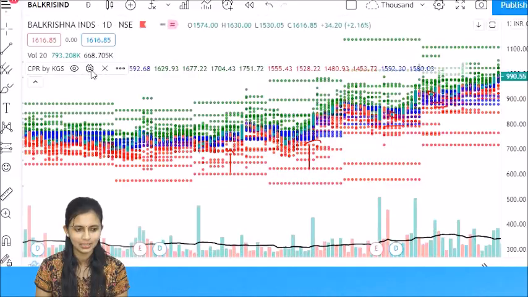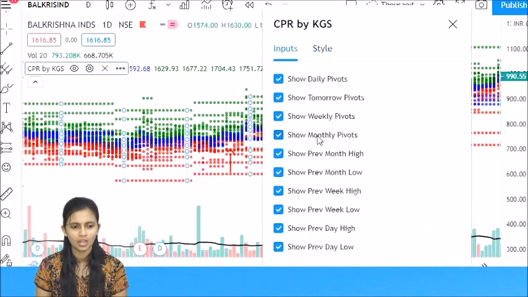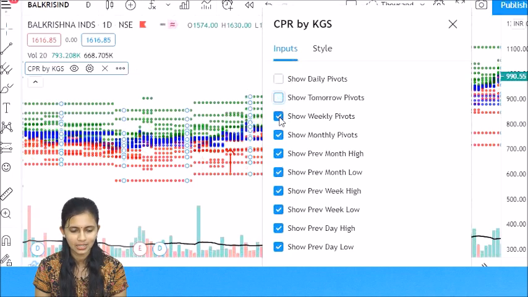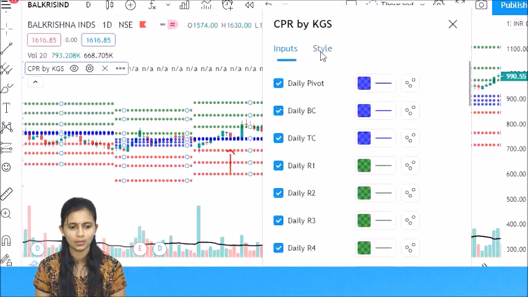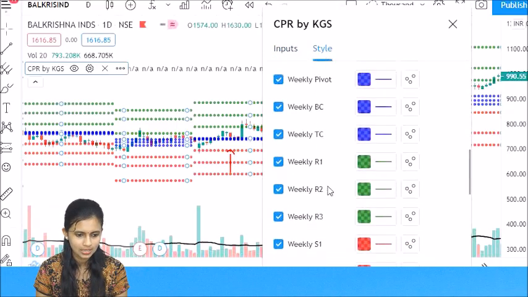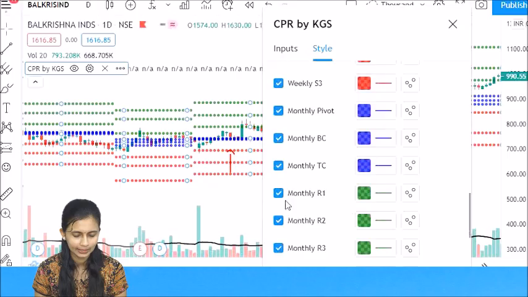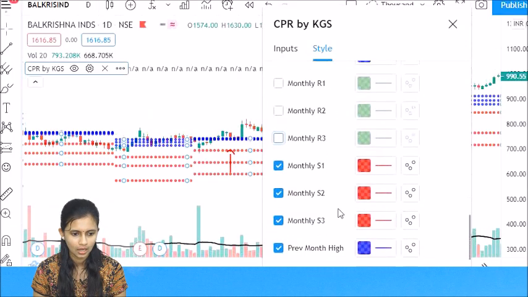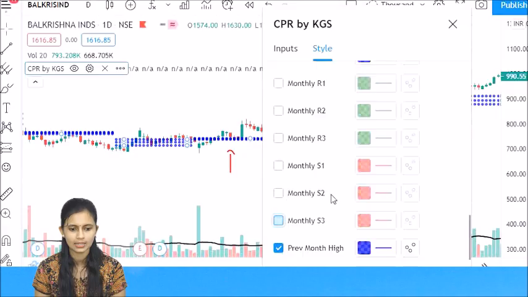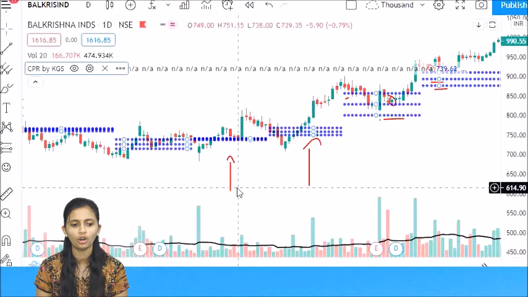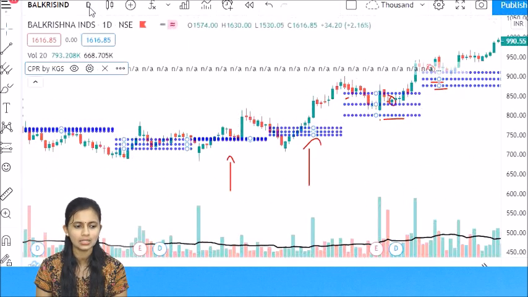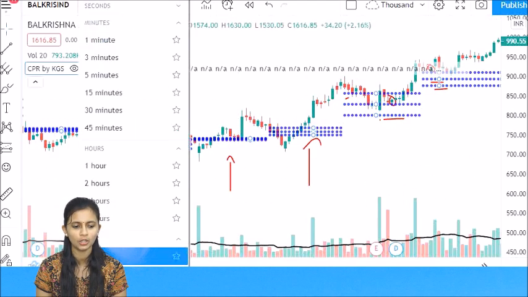You have to go to settings here, and in inputs you have to uncheck all of this. By default everything will be checked over here. You have to uncheck all of this and keep only show monthly pivots checked. Then go to styles over here, and uncheck monthly R1, monthly R2, monthly R3, monthly S1, monthly S2, monthly S3, and then click OK. So only these things we need in order to analyze. And for all this analysis we are using the day chart. The time frame you have to keep at 1 day.